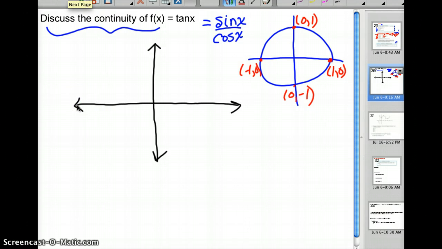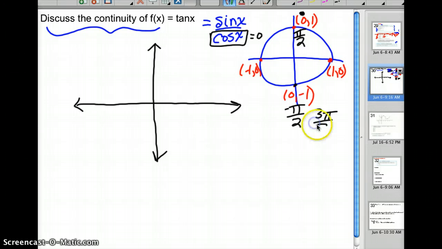f of x equals tangent of x. And keep in mind, we're going to have a problem or a discontinuity when the cosine of x equals 0. That's going to cause us a problem. Now look at where that happens. The cosine value is the x, and that happens up at pi over 2, and down here at negative pi over 2, or if you want to think of it as 3 pi over 2, where our function isn't defined. We've got a discontinuity. Not only that, it's a non-removable discontinuity. Remember, nothing's going to cancel algebraically.